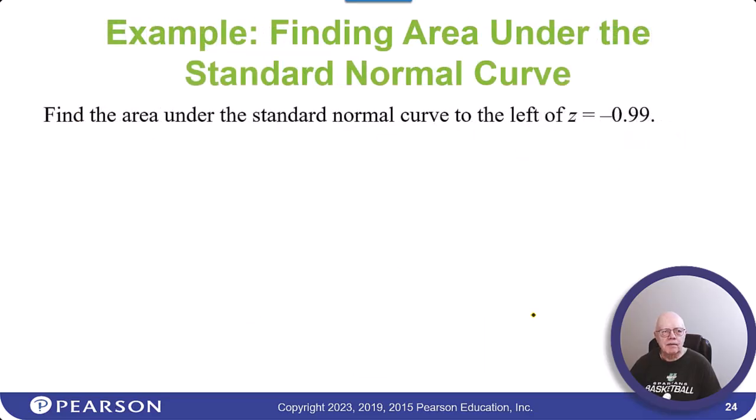All right. So we want the area this time. And we're still talking about the standard normal curve. So we're talking about z's. So first of all, I'm going to draw the picture. And 0's in the center. And the z I'm interested in is negative 0.99. So it's going to be over here somewhere. And I want the area to the left of that, which means I'm going to paint the area in here.